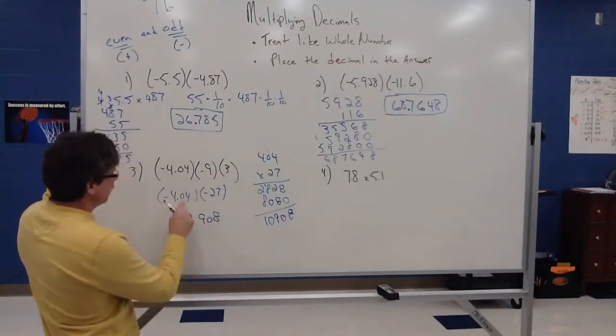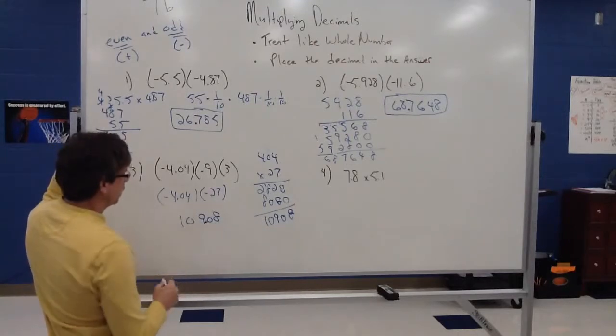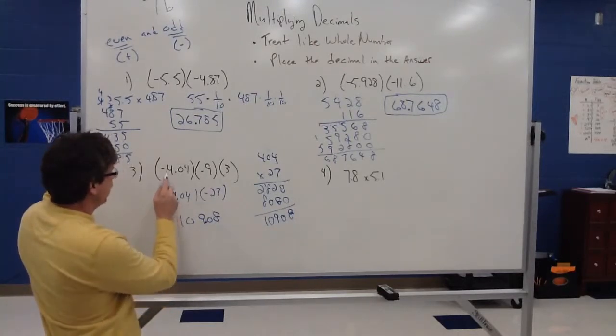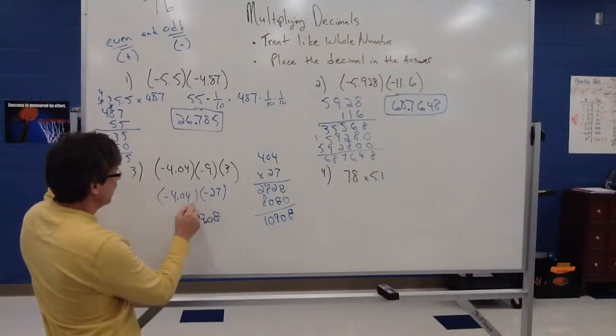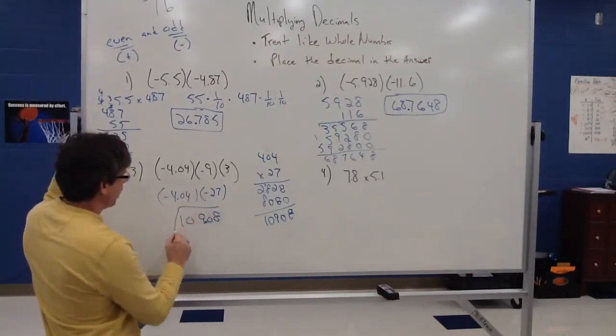So in my problem, we have then 10908. And there were two numbers behind the decimal that I threw out. I got to put those two decimal places back in. I also got to pay attention that I had here a negative and a negative. That's going to make that, again, a positive value.